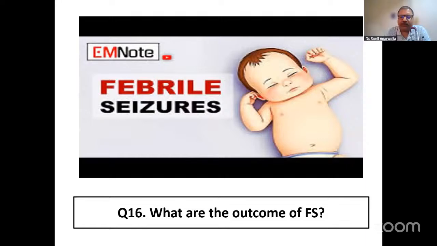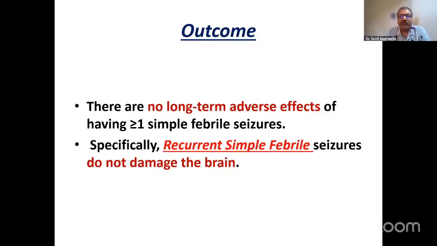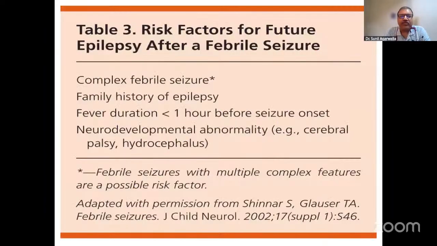What are the outcomes of febrile seizures? There are no long-term adverse effects of having one or more than one simple febrile seizure. Specifically, recurrent simple febrile seizures do not damage the brain. So risk factors of future epilepsy after febrile seizure, as I already told: if it is a complex febrile seizure, family history of epilepsy, fever duration less than 1 year, developmental abnormality like cerebral palsy, hydrocephalus, or any neuronal malformation, the chances of epilepsy in them are high.